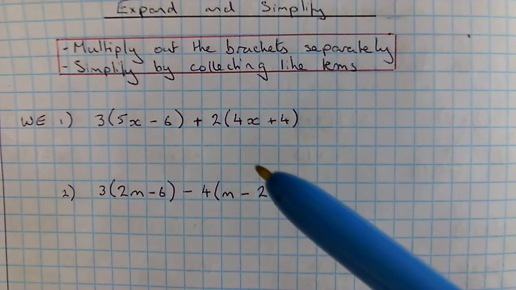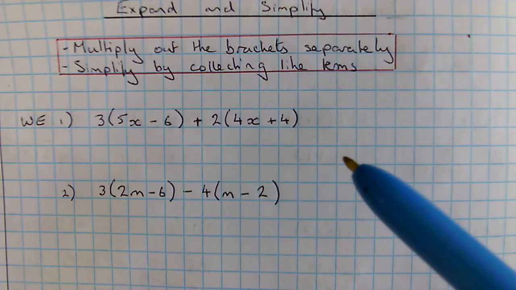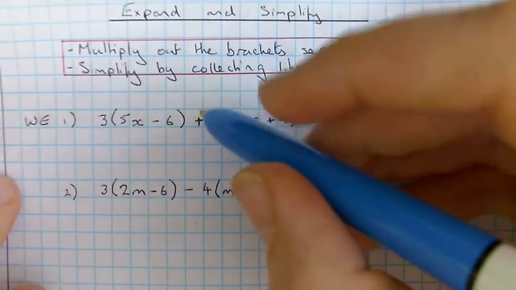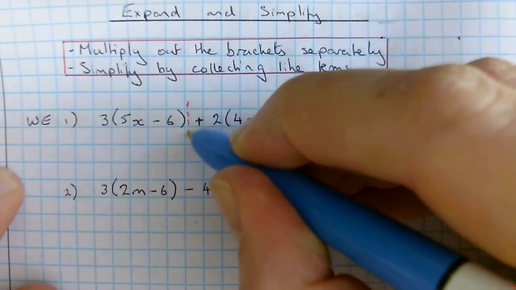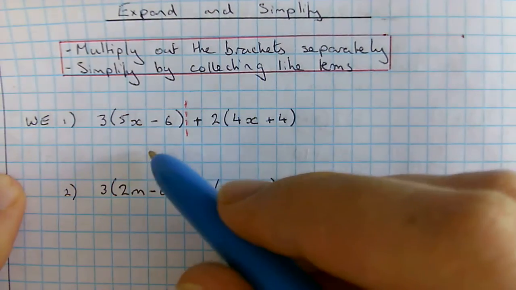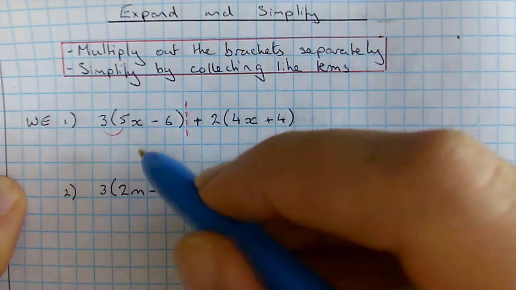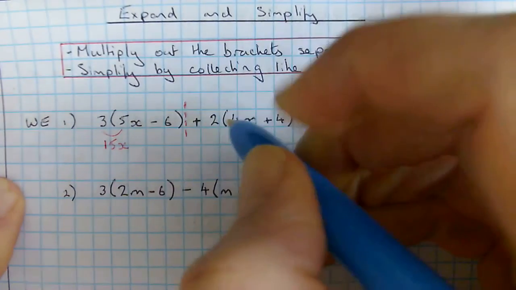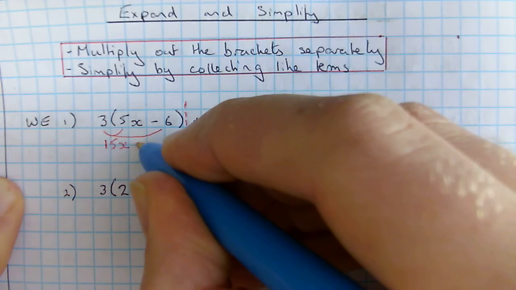So the first one here, we're asked to firstly expand, and then we're going to simplify. And the easiest way to do this is to think at the end of this first bracket, I'm just going to put a dotted line, just to remind myself that I'm going to treat these two expressions separately at the beginning. So we're going to expand that first bracket. So I'm going to multiply 3 by 5x. 3 times 5x is going to give me 15x. And then I've got to do 3 times by my minus 6 here, which is minus 18.